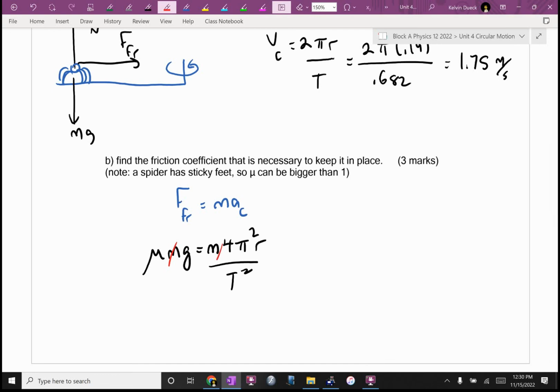How will I get the mu by itself? How will I move the g over? How would I get the r by itself? How would I move the 4 pi squared over? How would I move the t squared over? Times. How would I get the t by itself?